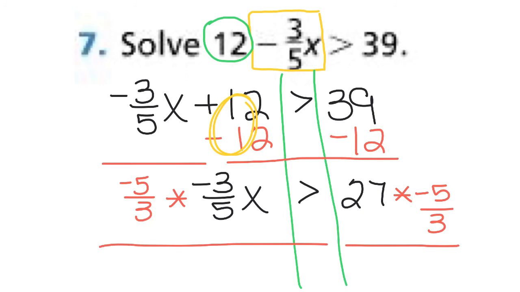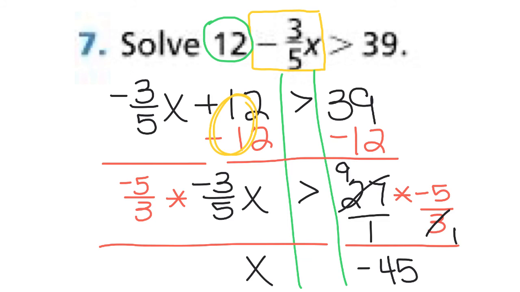Now, when I do this, negative 5/3 times negative 3/5 is 15 over 15, which is equal to 1x, leaving just my x. And now I have 27 over 1 times negative 5 over 3. When I look at this, I can cross-cancel the 3 and 27 because 27 divided by 3 is 9 and 3 divided by 3 is 1. Which simplifies my problem to 9 times negative 5, which is negative 45.